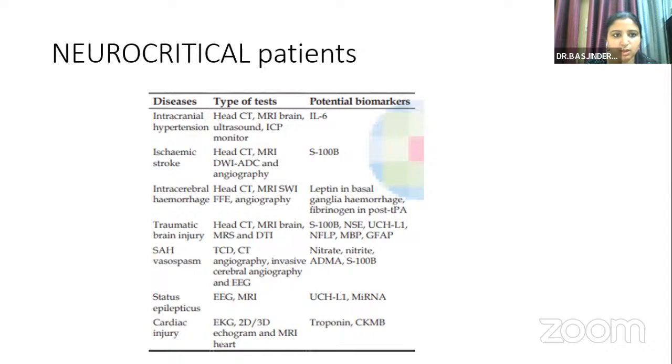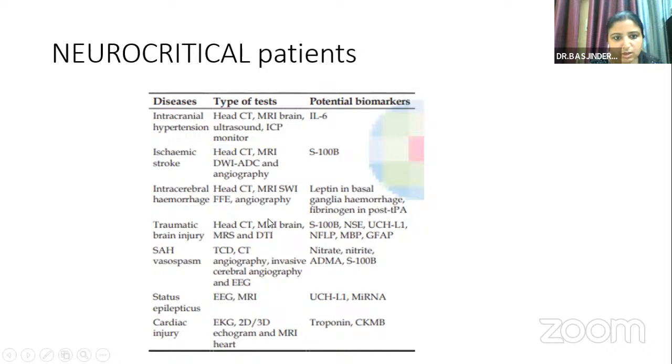Now I have tried to systematize the biomarkers. There are huge lists of all the biomarkers, but I have tried to cover only the common pathologies which we encounter in the ICU and the corresponding biomarkers which are easily available and which have prognostic or diagnostic value. Firstly, in neurocritical care patients, we get patients in the ICU with intracranial hypertension, ischemic stroke, intracerebral hemorrhage, traumatic brain injury, subarachnoid hemorrhage followed by vasospasm in a few patients in the subsequent days, status epilepticus, and cardiac injury because of the neural issues.